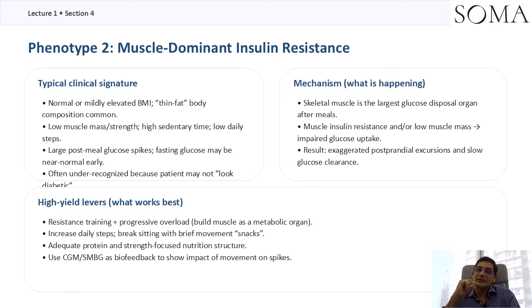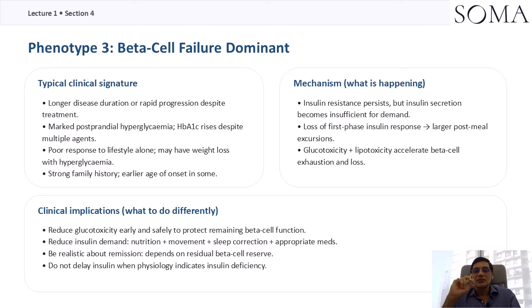Okay. Phenotype 3, beta cell failure dominant. This phenotype is critical because it changes your risk and urgency. These patients often have longer duration of diabetes, marked postprandial hyperglycemia, then rising HbA1c despite multiple oral agents, then poor response to lifestyle changes alone, then sometimes weight loss despite hyperglycemia, and a strong family history of diabetes, and sometimes a history of early diagnosis at a younger age. And in these patients, insulin resistance may still be present, but the key issue is that insulin secretion is insufficient for the degree of demand.